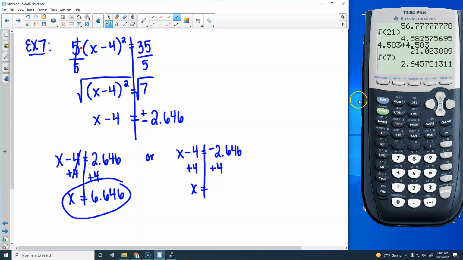If it gives you an error, like if it doesn't give you an answer, you're probably using the minus key as your negative, which you can't do. The negative key is next to the period, next to the decimal place right here. So with that negative key, you've got to do negative 2.646 plus 4.